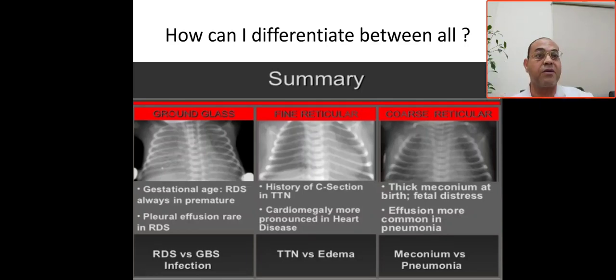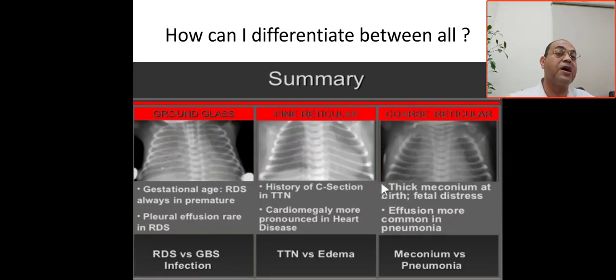If ground glass appearance, what is the meaning of ground glass appearance? It's diffuse haziness. I cannot actually appreciate anything on the X-ray. I cannot see anything. Why? Because the airspace is atelectatic, or replaced with exudate or transudate. Fine, it will be water. Fine, it will be pulmonary edema. It's common in TTN and pulmonary edema or cardiac disease.